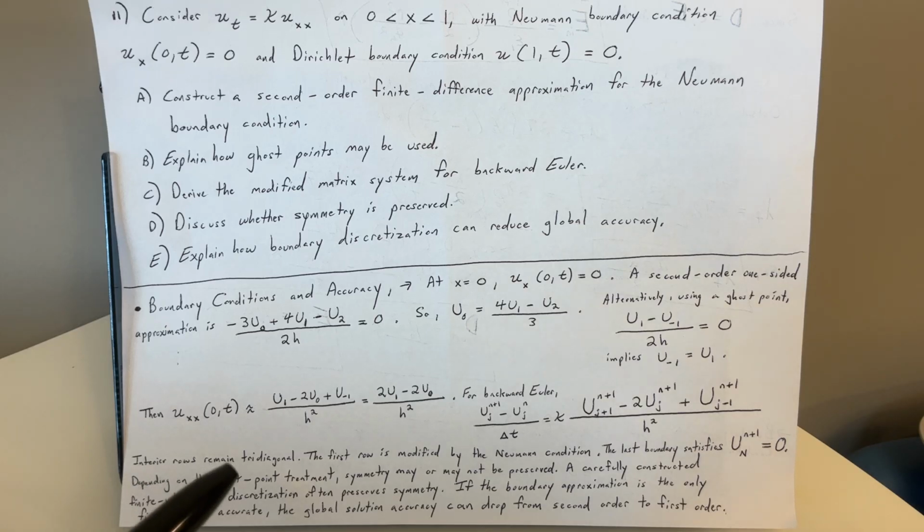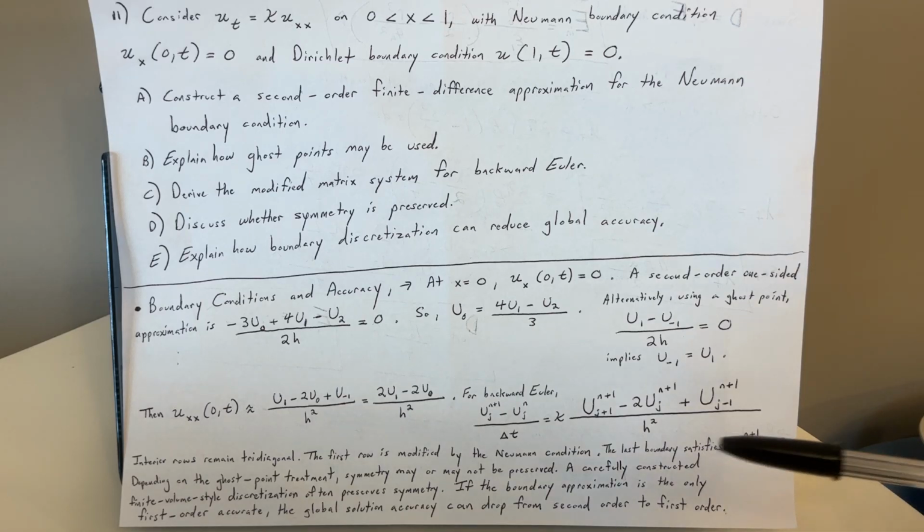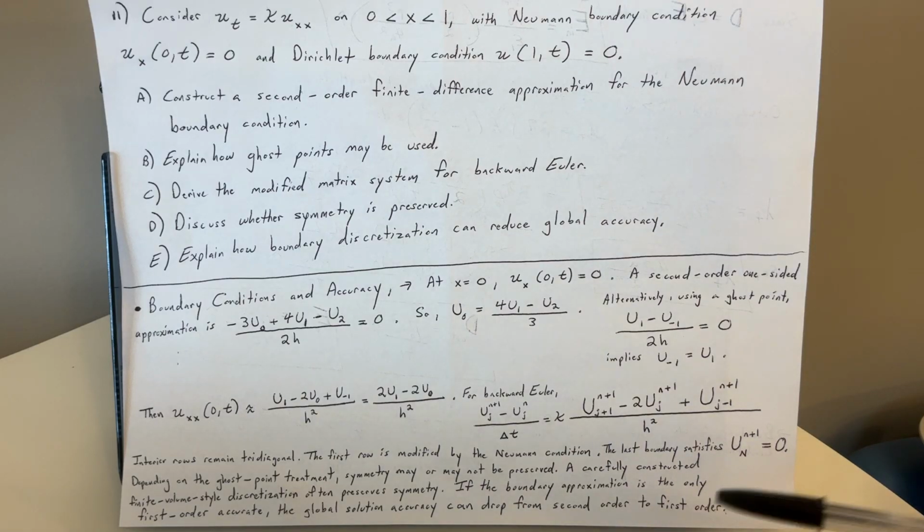So our interior rows remain tridiagonal. The first row is modified by the Neumann condition. The last boundary satisfies u_N^{n+1} = 0. Depending on the ghost point treatment, symmetry may or may not be preserved. A carefully constructed finite volume style discretization often preserves symmetry. If the boundary approximation is only first order accurate, the global solution accuracy can drop from second order to first order. Okay, so that's number 11.